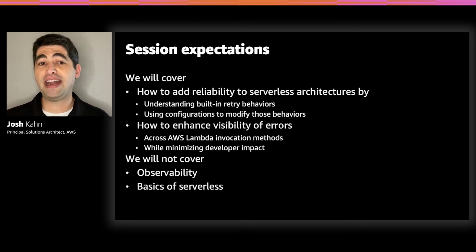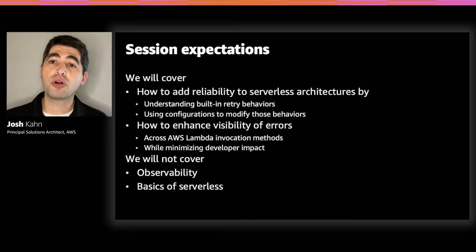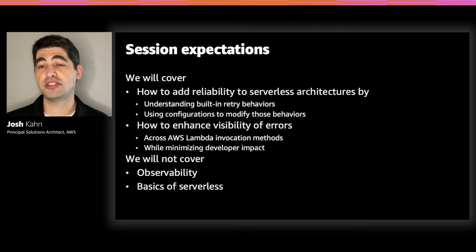We're also going to talk about how to add visibility to errors within your Lambda functions by looking at the different invocation types that Lambda offers. The error handling approach and the configuration options are going to differ based on the invocation type. And we're also going to try to take an approach that minimizes developer impact. That not only means that our developers don't have to spend time building this into every single Lambda function that they write, but it also means that we're going to have more consistency in how errors are handled across the application. Please note that this is a 300-level session.